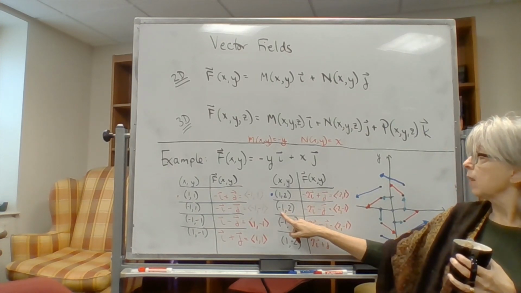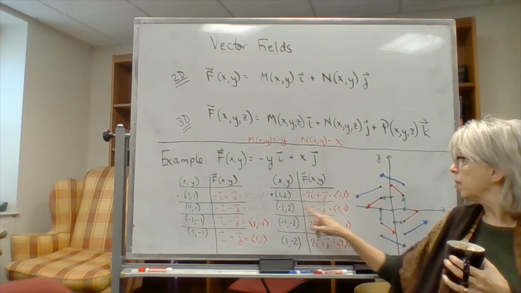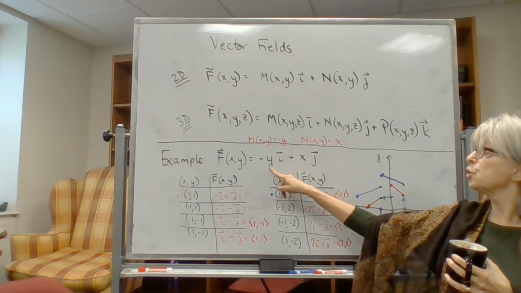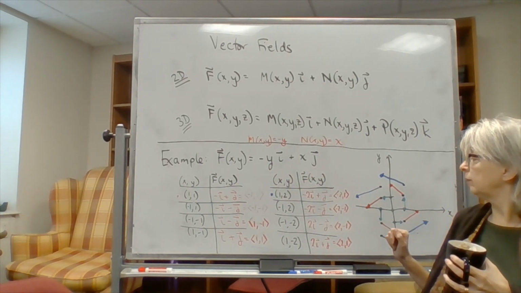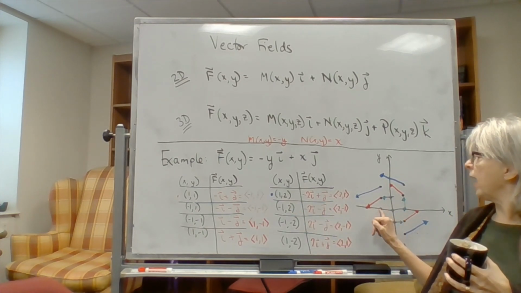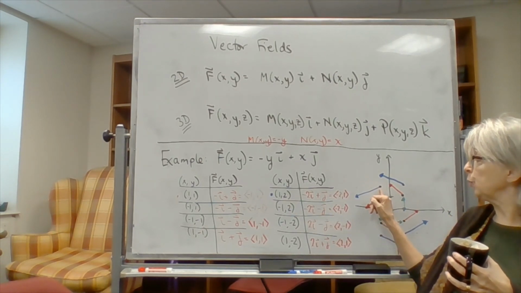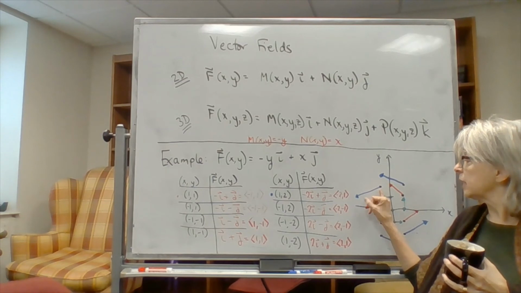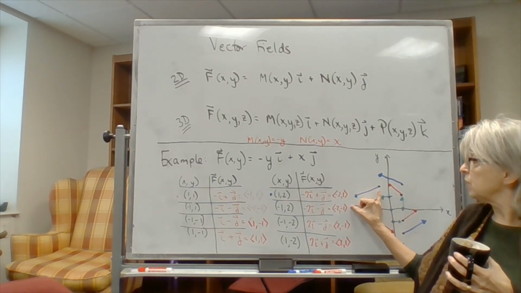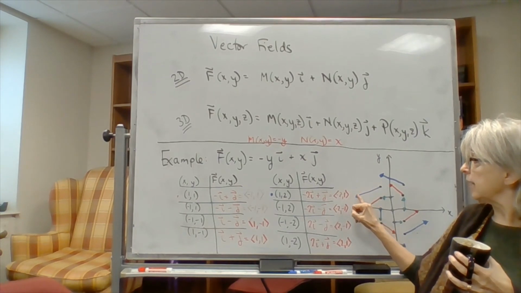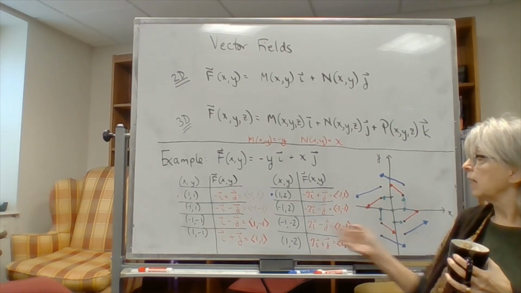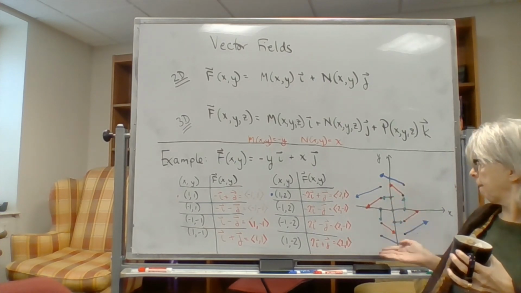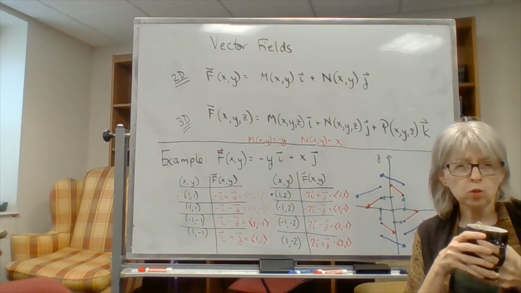Just to demonstrate, the point minus 1, 2 is going to go to the vector minus 2i minus 1j, which means when I'm at the point where x is negative 1 and y is 2, my displacement because of this vector field is going to push me 2 units to the left and 1 unit down. So 2 units left, 1 down. And then I completed all of the rest of these vectors. Drew them up here. I threw in 5 more.